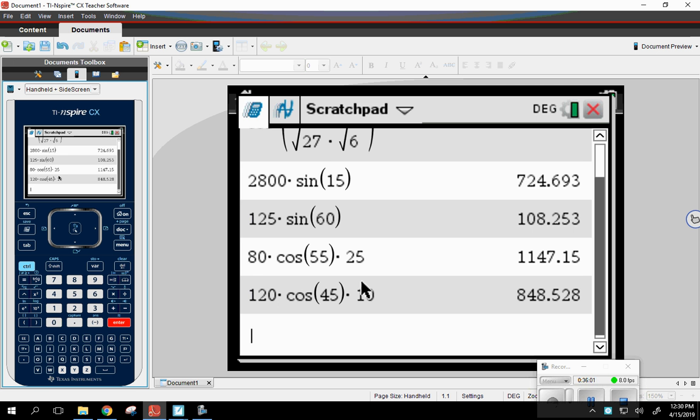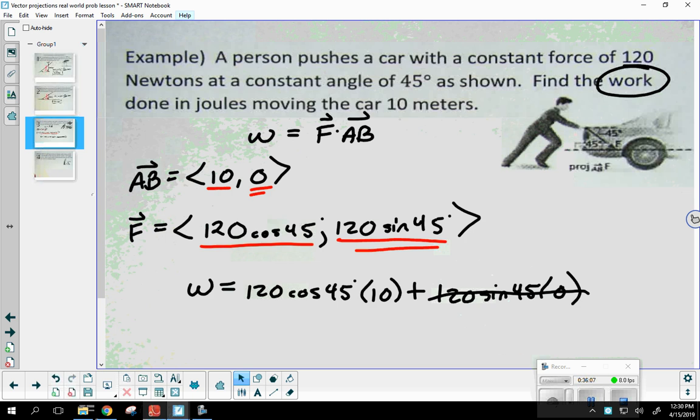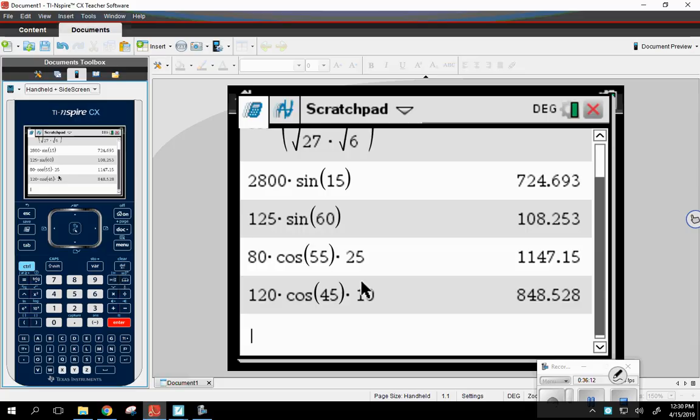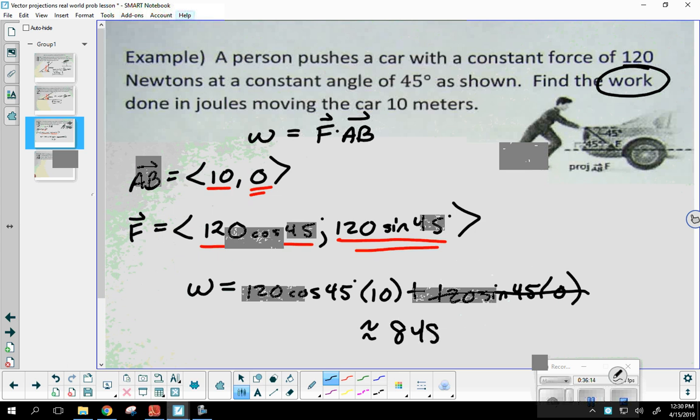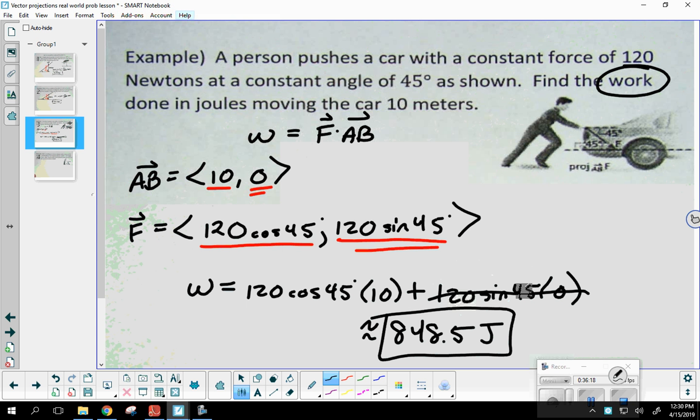I'm getting 848.5. 848.5 joules. There you go. So there we go.